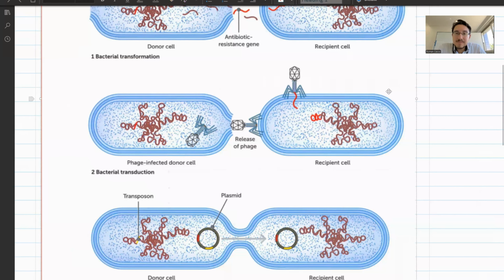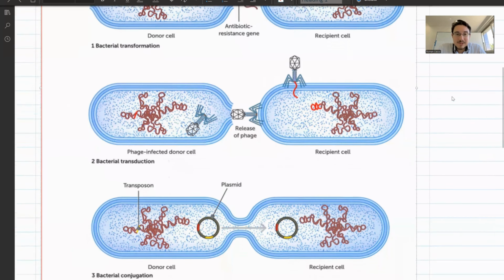Okay. And scientists have figured out this whole cycle and this whole process, so they've been able to produce transgenic bacteria via this method of using viruses, which is pretty cool.